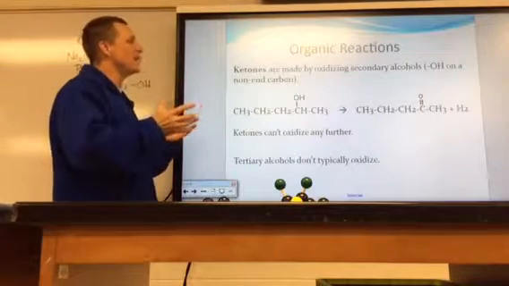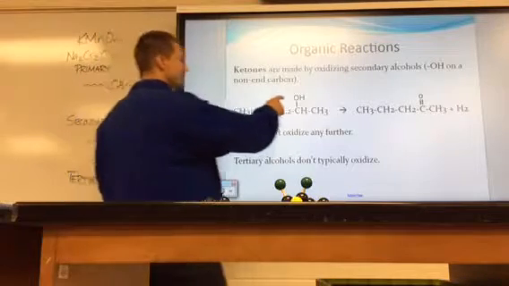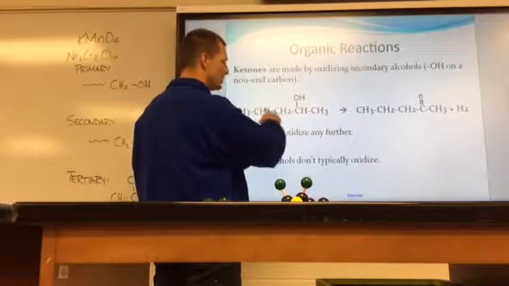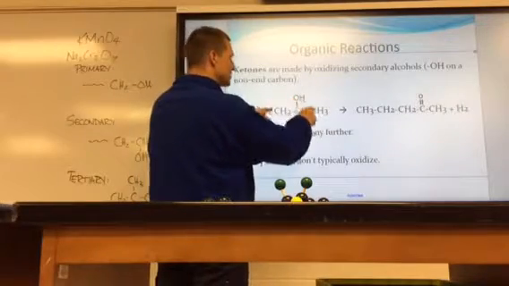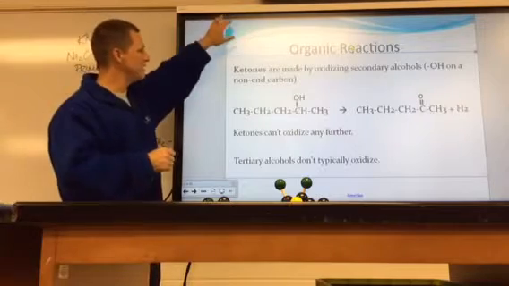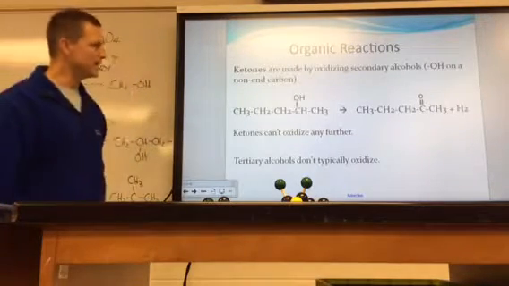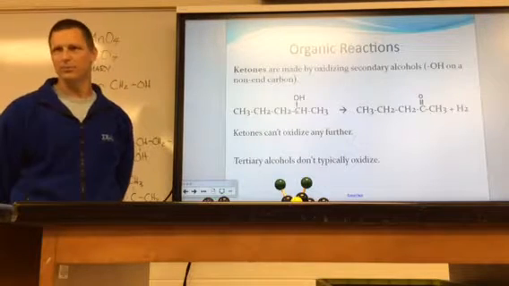You can make a ketone by oxidizing a secondary alcohol. Secondary alcohol means there's going to be an OH somewhere in the middle of the chain, like that. There's your connecting carbon. It's attached to 2 other carbons. That's a secondary alcohol. Oxidize that, and you get a ketone, in the same exact mechanism that the aldehyde was made.